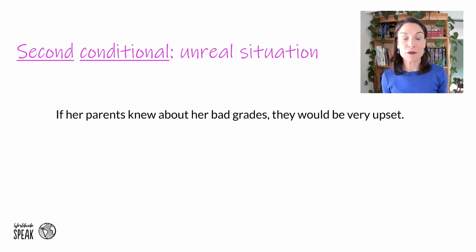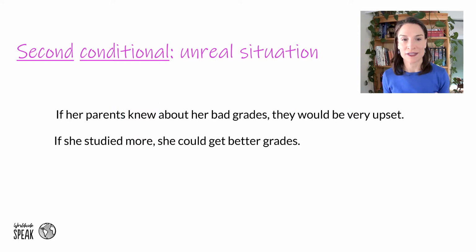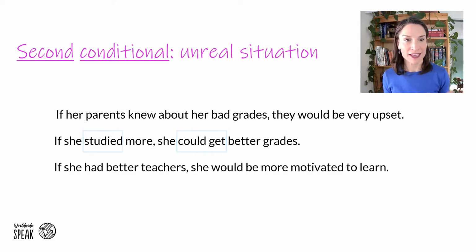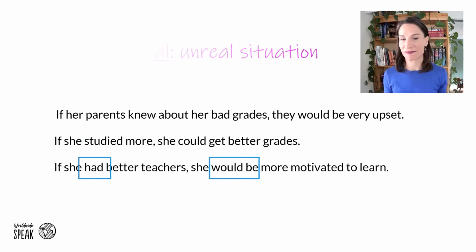So, if her parents knew about her bad grades, they would be very upset. You can see that my if clause uses past. This is the past form of the verb know, which is knew. And my main clause uses would and the base form of the verb, which here is be, would be. Here's another example. If she studied more, she could get better grades. So I can use could with the base form of the verb. If she had better teachers, she would be more motivated to learn.